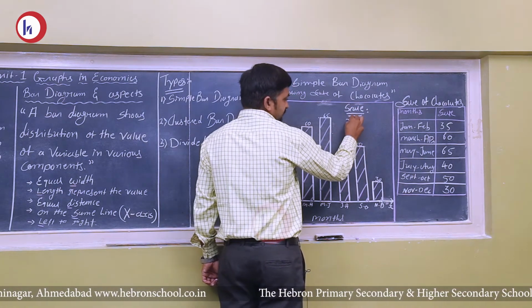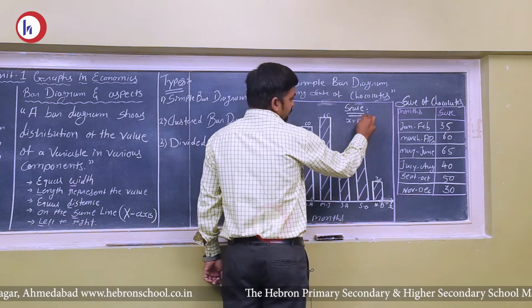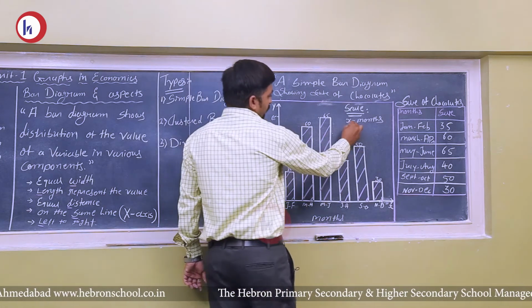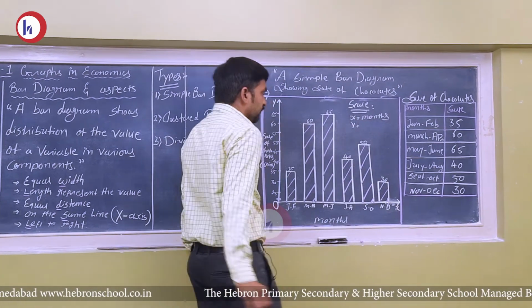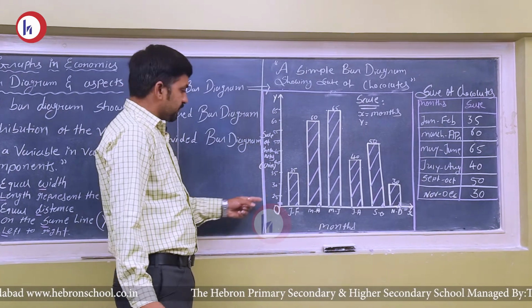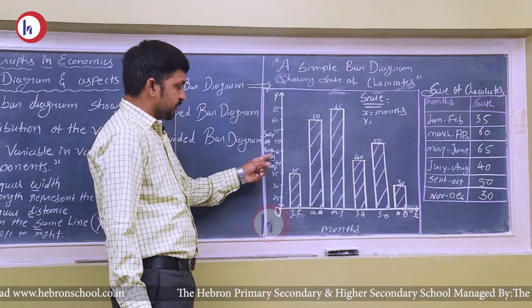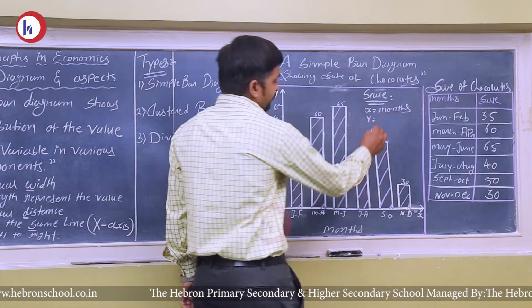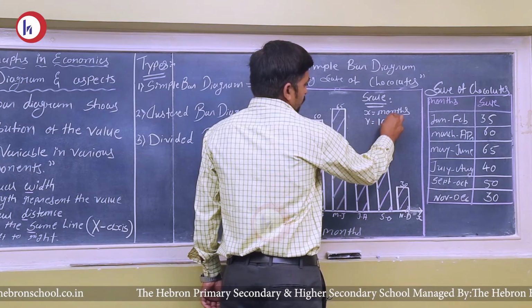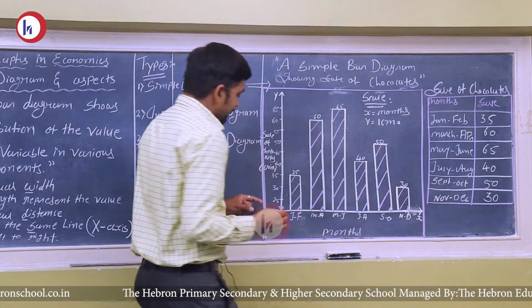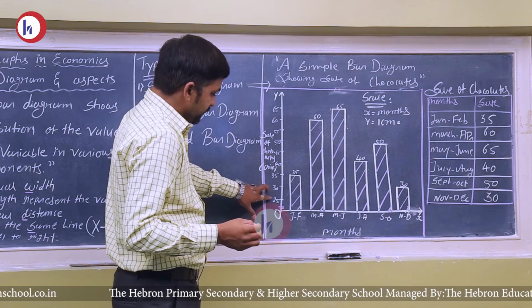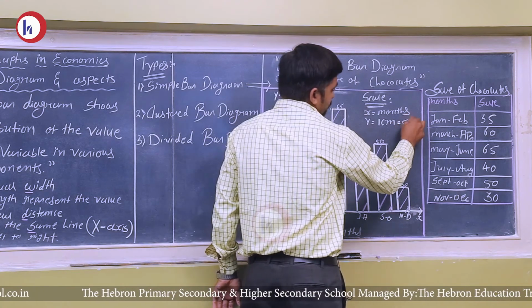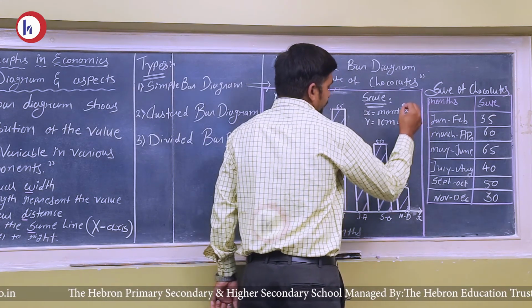What have we taken on x-axis? So x equals months. On x-axis we have taken month. And on y-axis, now in your graph paper, when you are presenting the values like 25, 30, 35, 40, the distance between these two is 1 centimeter. So I can write y equals 1 centimeter equals to, now how many units of chocolate we have presented? 25 to 30, 30 to 35, that is 5 units. So 1 centimeter equals 5 units.